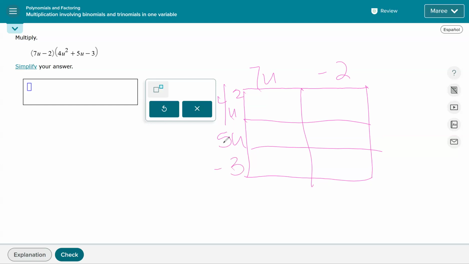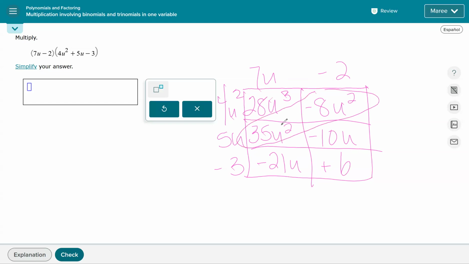We're going to do 7u times 4u squared, which is 28u cubed. And then negative 2 times 4u squared is negative 8u squared. 7u times 5u is 35u squared. And negative 2 times 5u is negative 10u. 7u times negative 3 is negative 21u. Negative 3 times negative 2 is a positive 6. Don't forget on the diagonals, we're going to add those together.